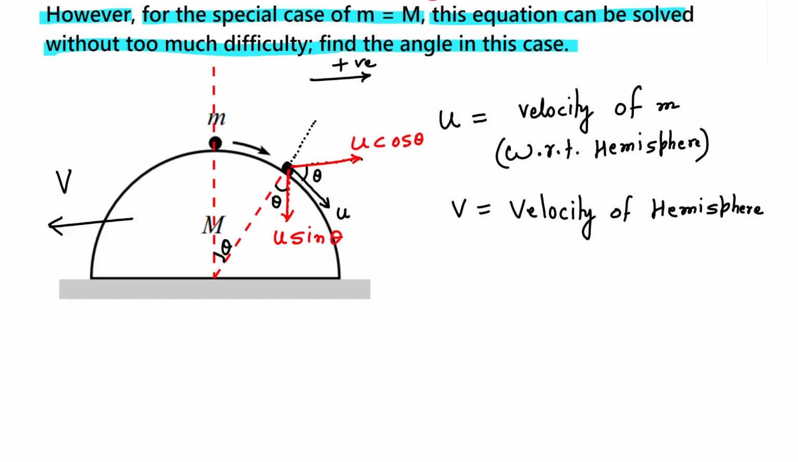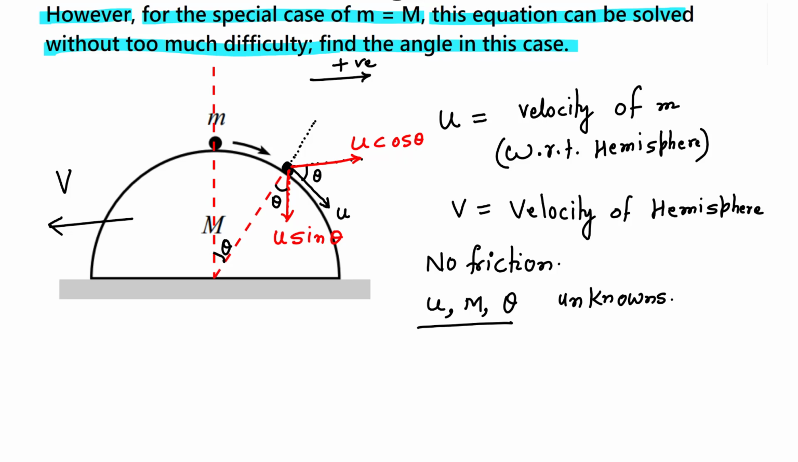Now how will you solve this problem? First thing is, there is no friction anywhere. How many unknowns do we have? We have unknown u, we have unknown v, and we have unknown theta. So three unknowns, so we need to write three equations.